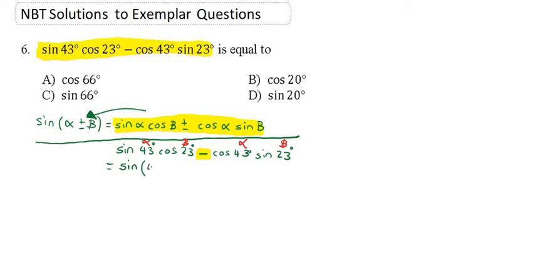Sine 43, and because we have a minus over there, it's going to be minus the beta. Okay, so there's your alpha, there's your beta. All right, so what's the next step? What is 43 degrees minus 23 degrees? It is 20 degrees. And do we have such an answer on the top? Yes, we do. We've got sine of 20, which is D.